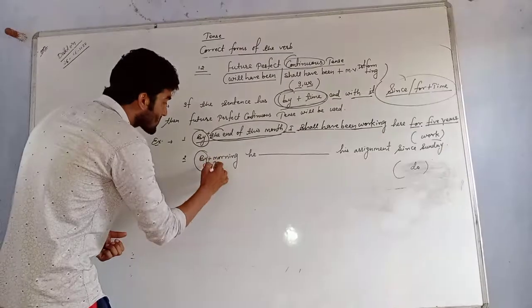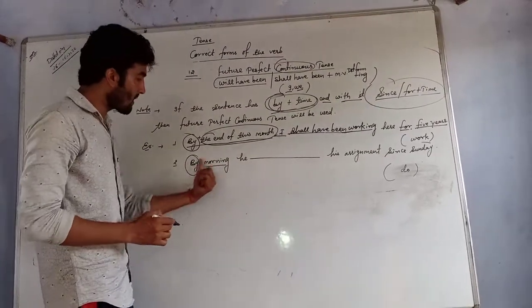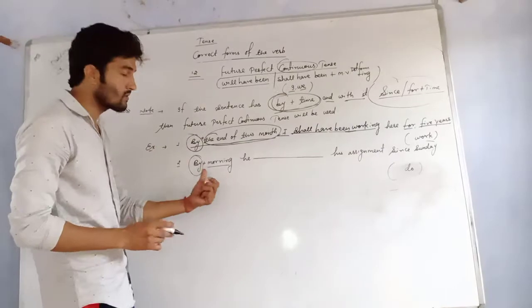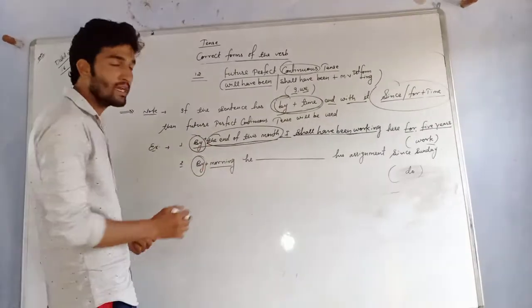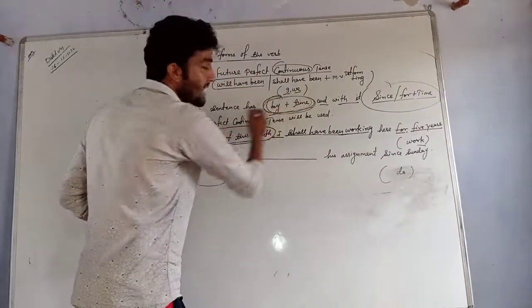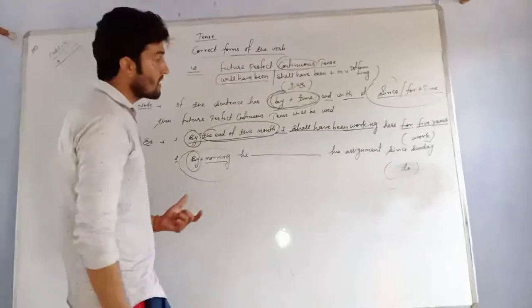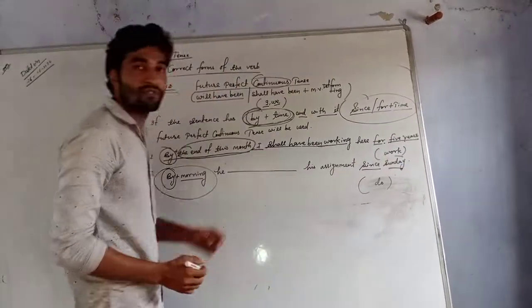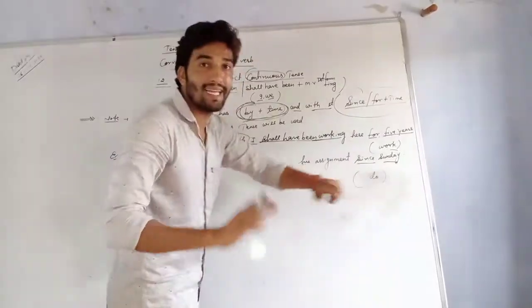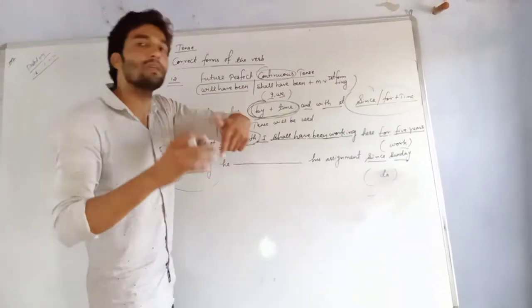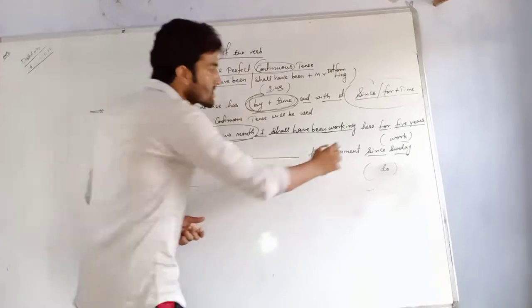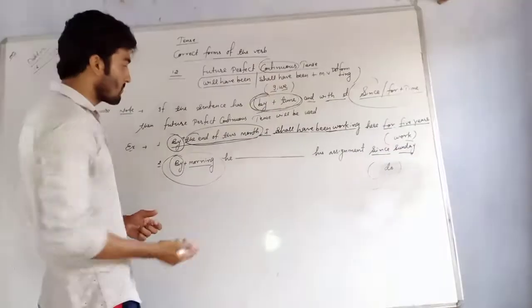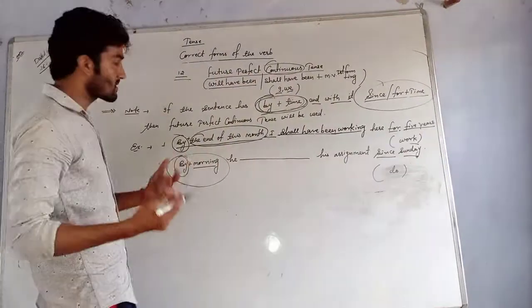Look at the sentence which is by morning. By plus time. By morning, by afternoon, by evening. Okay, so by morning, it is by plus time. And since or for plus time. So since plus time, Sunday is given. Sunday, Monday, Tuesday. This is called time. So since plus time, so the future perfect continuous tense.